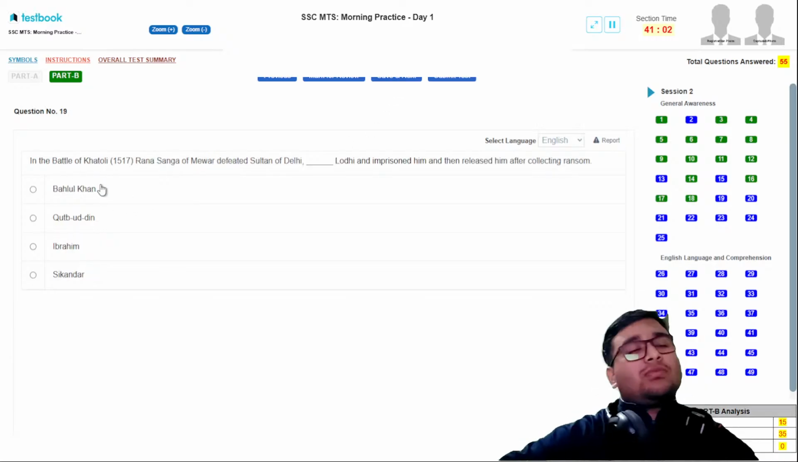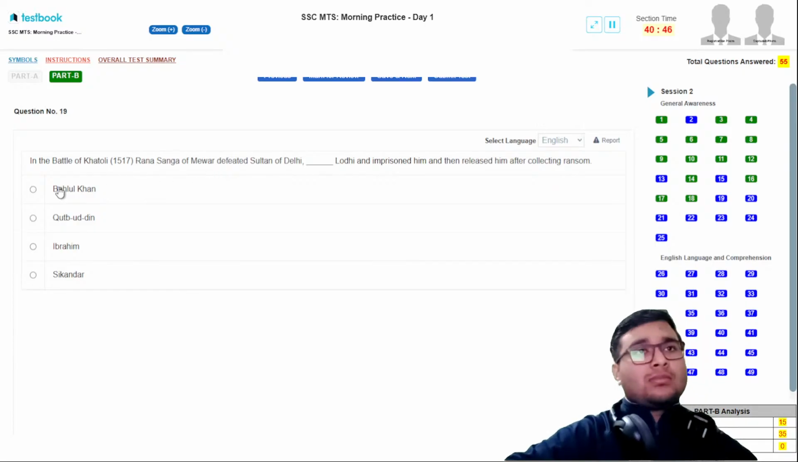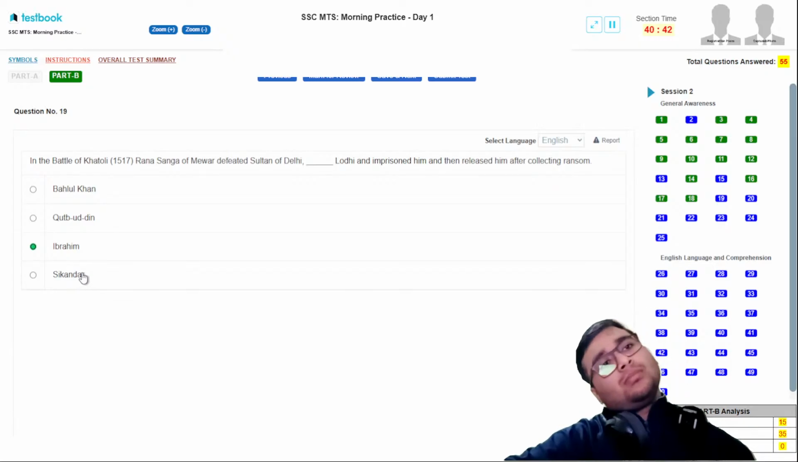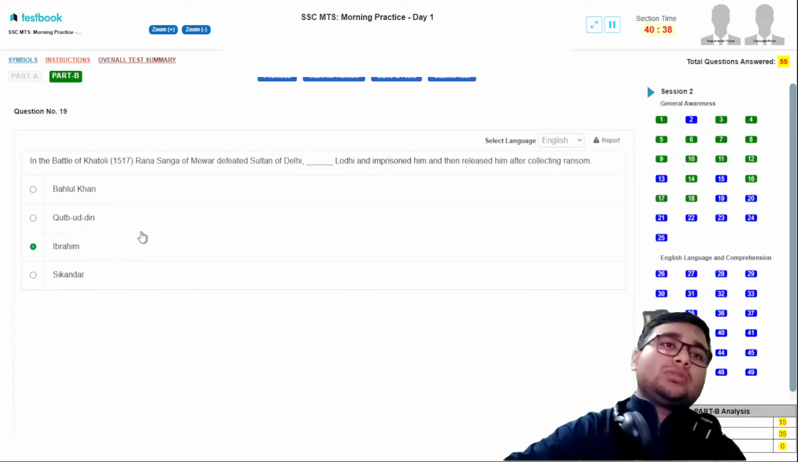In the Battle of Khatoli, Rana Sangha of Mewar defeated Sultan of Delhi Lodi, imprisoned him, and then released after collecting ransom. 1517. 1526 में तो बाबर आ गया था, इब्राहिम शाह सिकंदर, इब्राहिम लोदी को हराया, सिकंदर.